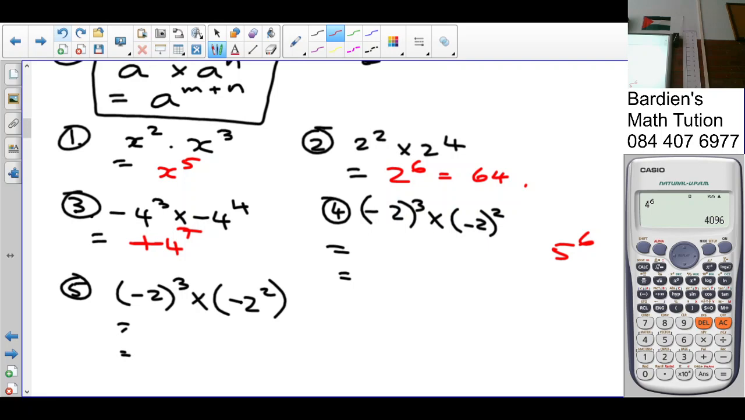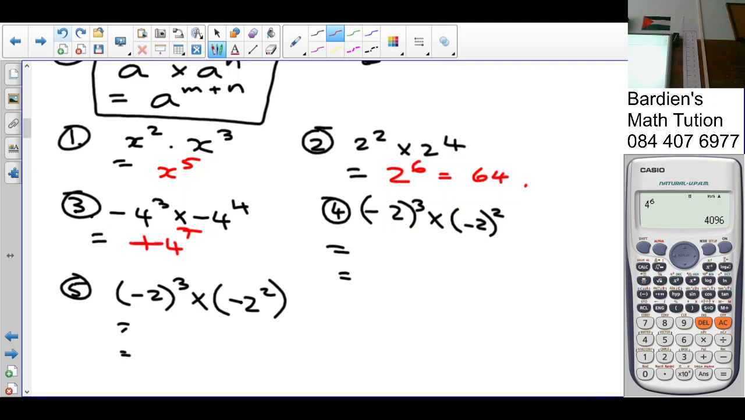Let's look at number 4. The negative 2 raised to the power 3 times negative 2 raised to the power 2. What's this answer? Is the base the same as the question? Yes. The bases are the same. Am I multiplying? Yes. So what can I do? Add the exponents. Remember, when you're multiplying and bases are the same, add the exponents.